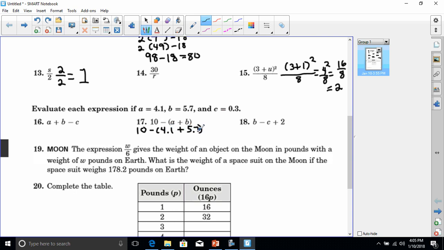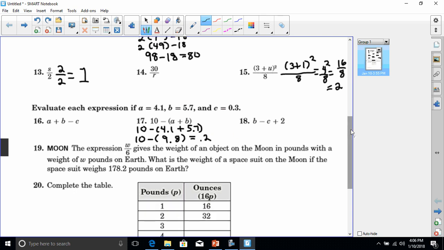Remember, we have to do PEMDAS, which means parentheses have to come first. We're going to have 10 minus, 4.1 plus 5.7 is going to be 7 plus 1. That's 8. Then we're going to carry. No, it doesn't carry, so that's going to be 4 plus 5. So that's going to be 9.8. If I take 10 and subtract 9.8 from it, that's going to equal 0.2.